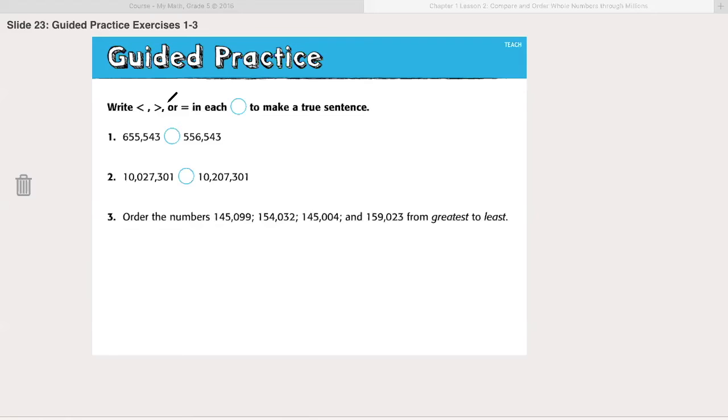Write less than, greater than, or equal to in each circle to make a true sentence. Number 1, 655,543. And the second number is 556,543. I'm looking at the greatest place value since they both have the same number of digits. And I'm seeing that 6 is greater than 5. Therefore, 655,543 is greater than 556,543.